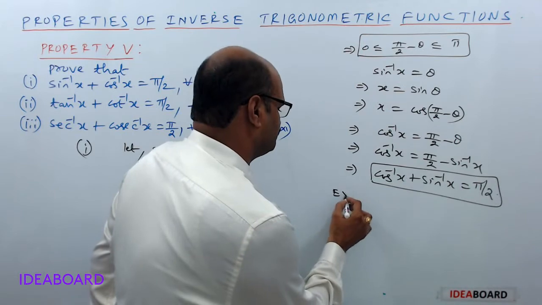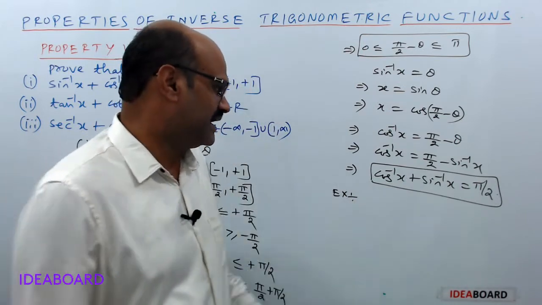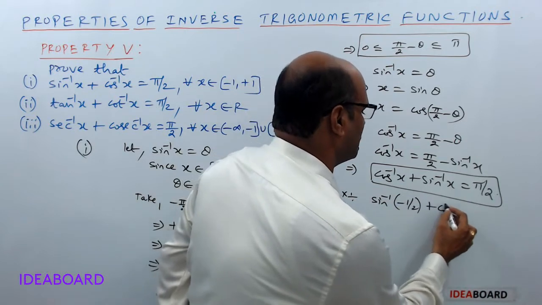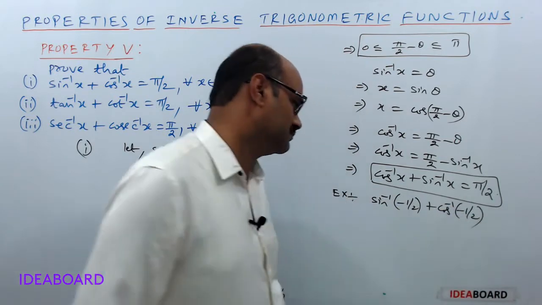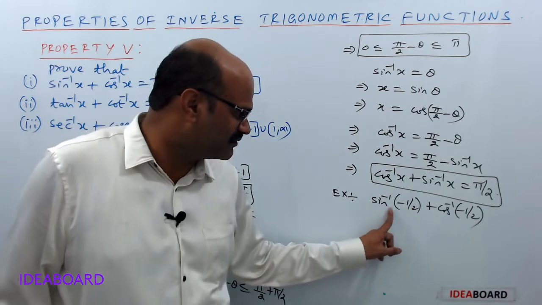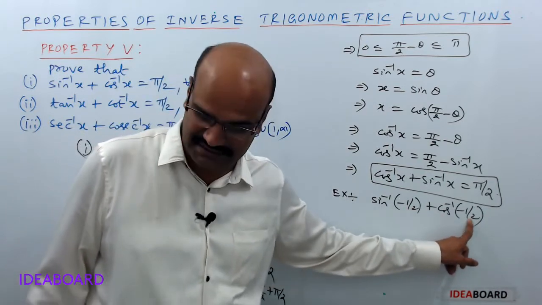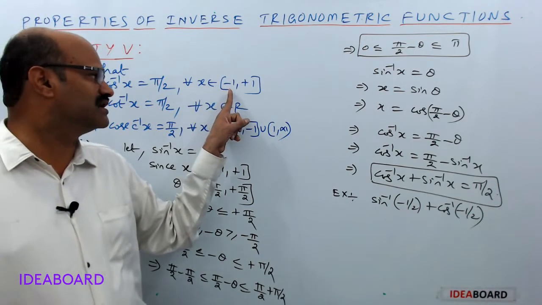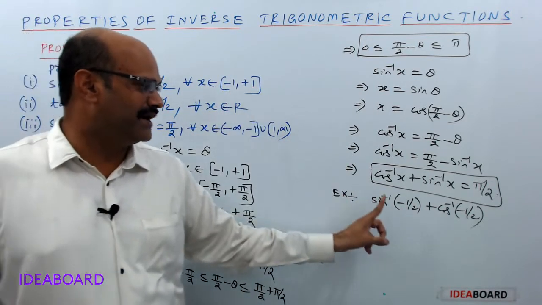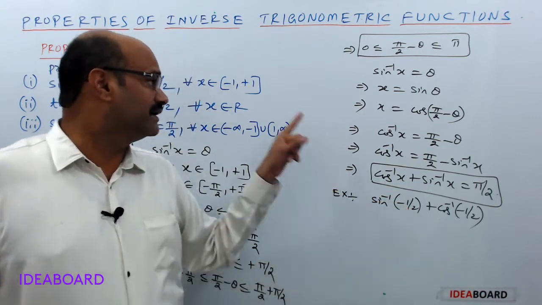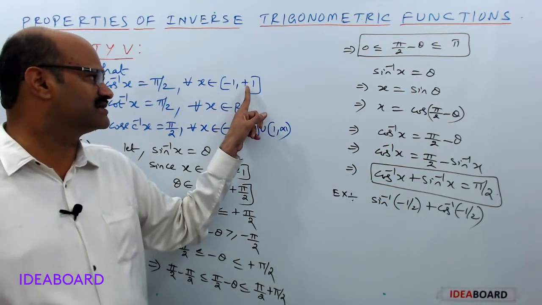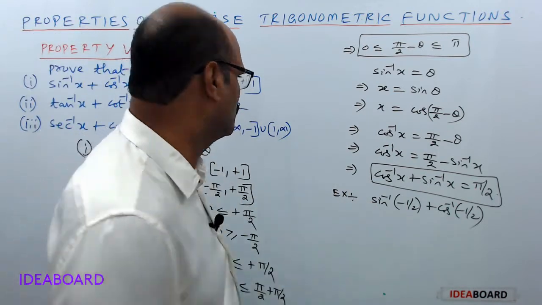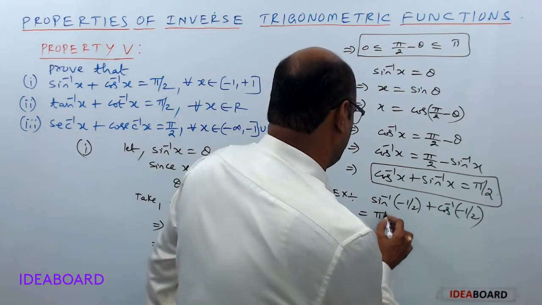For example, sin inverse of minus 1 by 2 plus cos inverse of minus 1 by 2. It's in the form of sin inverse of x plus cos inverse of x. Here x is also belonging to the closed interval minus 1 to plus 1. Minus 1 by 2 lies in the closed interval minus 1 to plus 1. So we say that the value of this one equal to pi by 2.